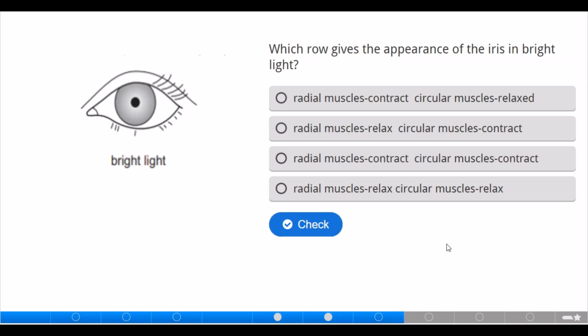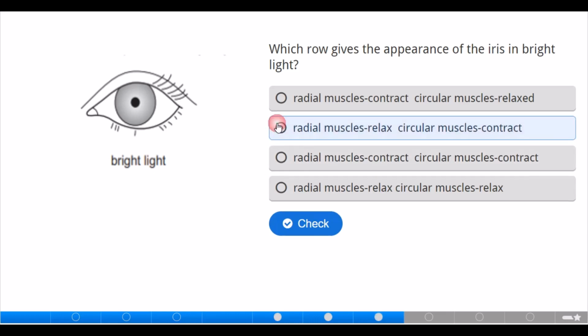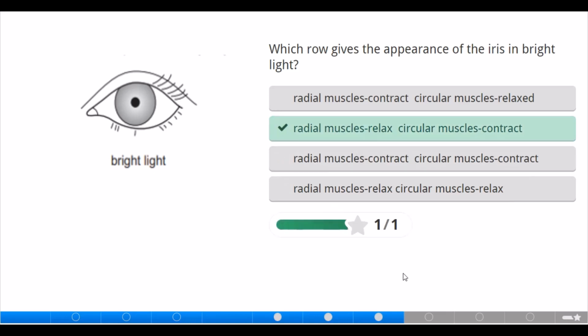So we have a picture here showing us our eyes and another question says which gives the appearance of the iris in bright lights? Okay, just like we learned from the previous slide, in bright light, the radial muscles relax and the circular muscles contract. Let's check. That was correct.